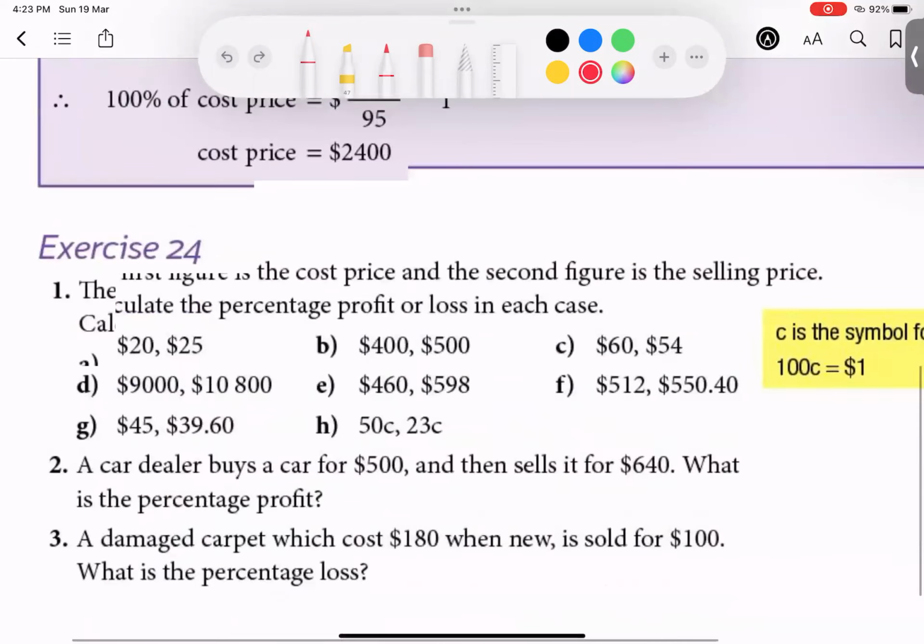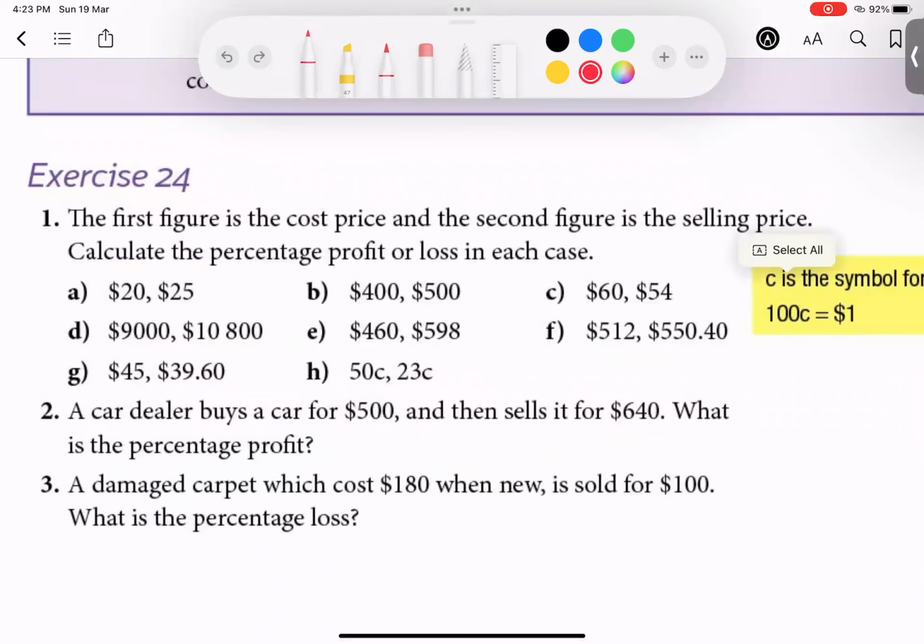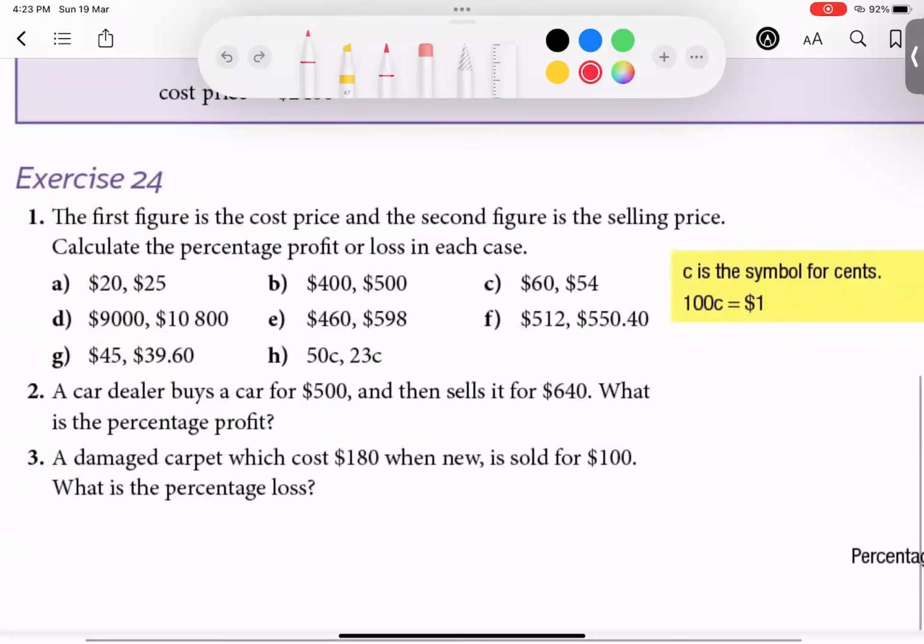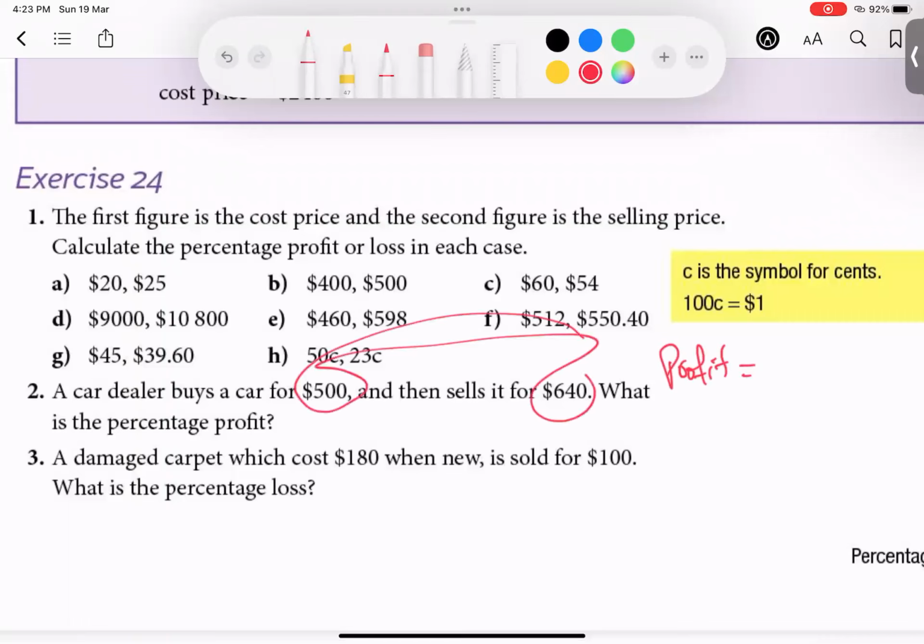For example, let's discuss one question. A car dealer buys a car for $500, then he sells it for $640. Common sense, if you look carefully, this is a profit. He's earning profit. How much? He bought it for 500 and is selling it for 640. So profit is 640 minus 500, which is 140. For $140, he got a profit.